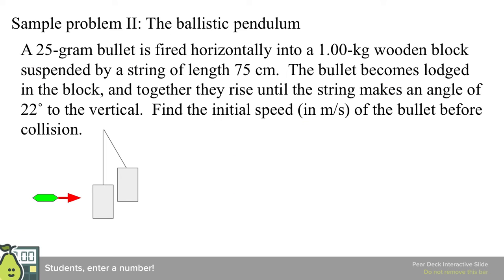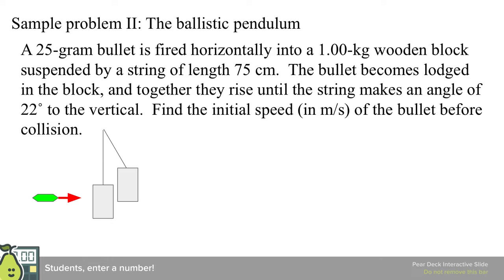Sample problem 2, the so-called ballistic pendulum. This is a relatively common introductory physics problem, and one the committee likes to revisit from time to time, so it's worth understanding. The details might be different, but the basic idea is a 25-gram bullet is fired horizontally into a 1-kilogram wooden block suspended by a string of length 75 centimeters. The bullet becomes lodged in the block, and together they rise until the string makes an angle of 22 degrees to the vertical. Find the initial speed in meters per second of the bullet before collision.